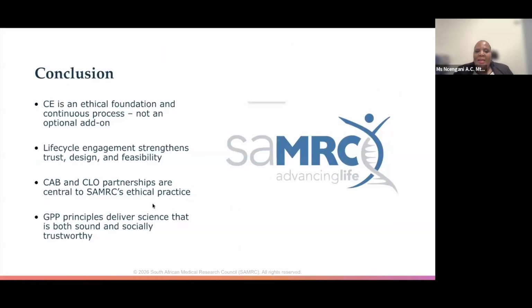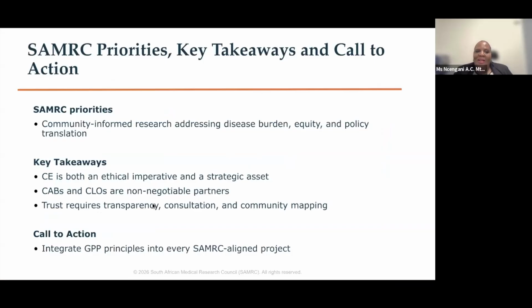Moving on to this slide, our priority is to ensure that our research is community informed. We don't just conduct research which is not relevant to the communities. We always ensure that our clinical trials will be able to address the diseases that affect the communities, and it must always promote equity as well as translate into research and practice.